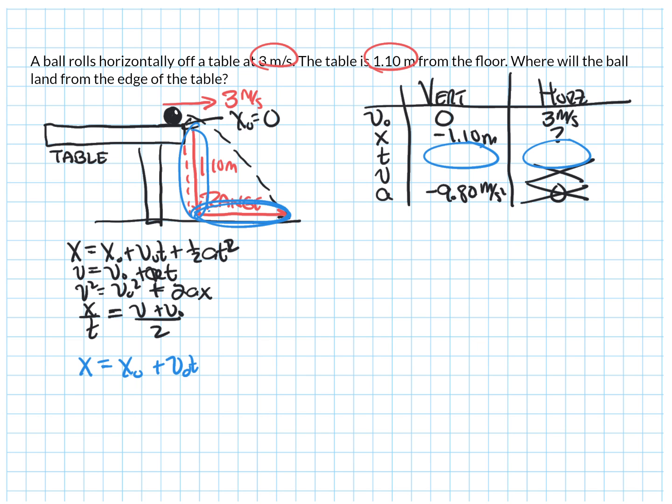And the last equation works, but we're really not going to do anything with it. So I have x equals x naught plus v naught t. And what I know is that x naught is going to be equal to 0. So x is equal to v naught times t.